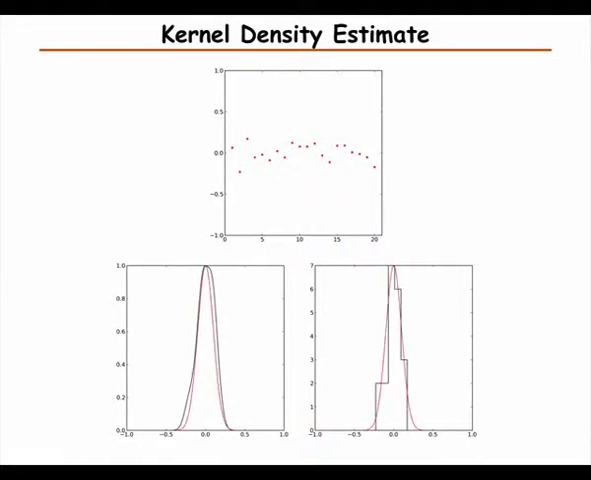So the data was actually picked randomly from a normal distribution. The red curve shows what the original distribution was that it was picked from. And you see that with the kernel density estimate, we can reconstitute the original distribution reasonably well. Not perfect, it's only 20 points, but still. But with the histogram, we get these discrete jumps.